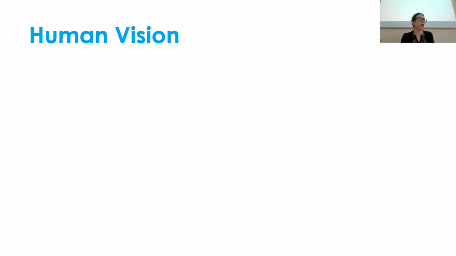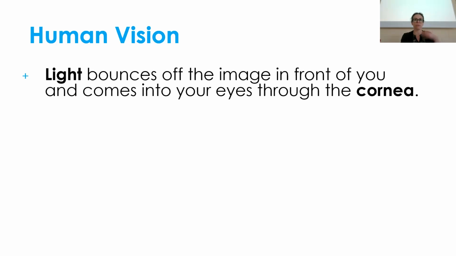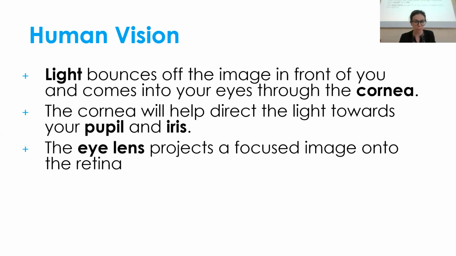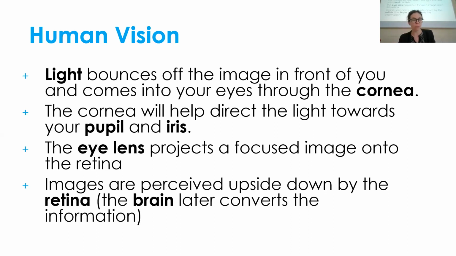So how does human vision work? How do we see objects? The light bounces off these objects or images or words, whatever we're looking at, and comes into our eye via the cornea. The cornea then helps direct the light towards the pupil and the iris, and these two parts of the eye work in conjunction with each other to adjust the amount of light that goes in, and they focus the eye onto the eye lens, and this is responsible for then projecting the image back to the retina. Interestingly, the images are perceived upside down by the retina, and it is the job of the brain later, and we will see this, to then flip the image back up.